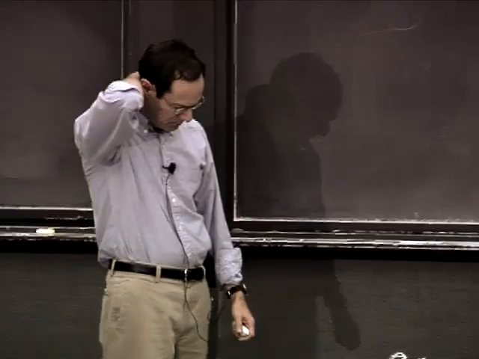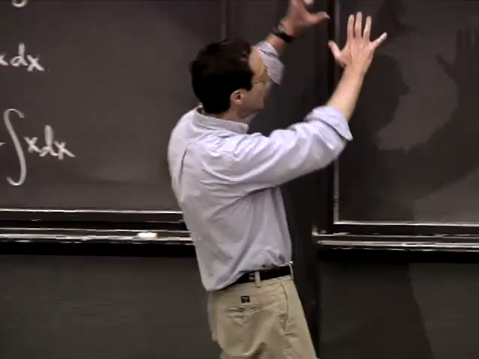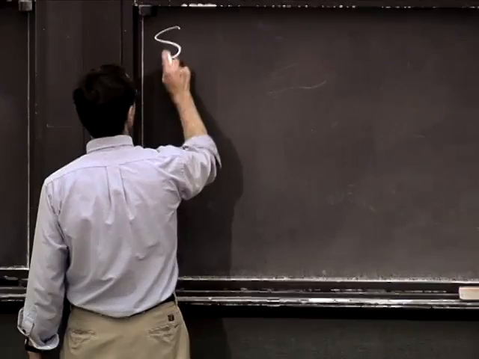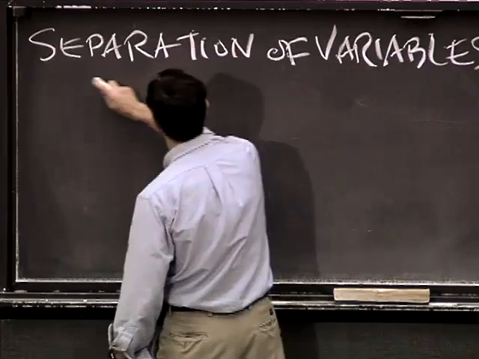So next, what I'd like to do is just go through the method in general and point out when it works. And then I'll make a few comments just to make sure that you understand the technicalities of dealing with constants and so forth. So first of all, the general method of separation of variables. And here's when it works.